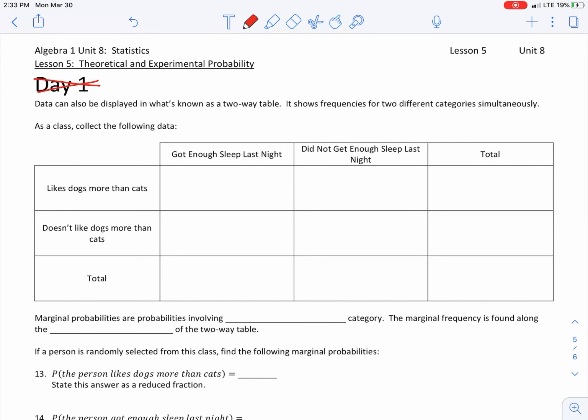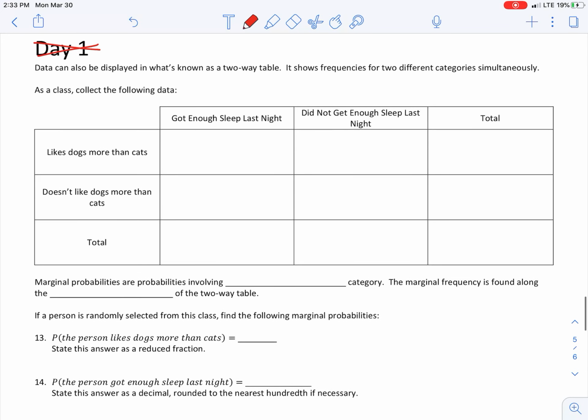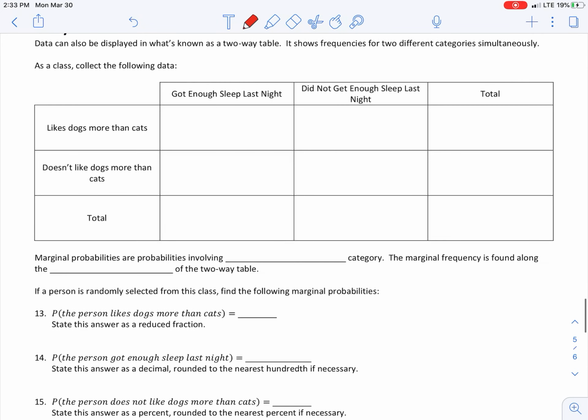Okay, so moving on. We're going to look at what we call a two-way table. It shows frequencies for two different categories simultaneously, which I have such a hard time saying. As a class, collect the following data. Since we are not actually in class, I'm going to go ahead and just give some numbers here.